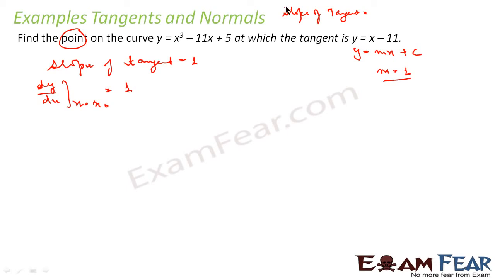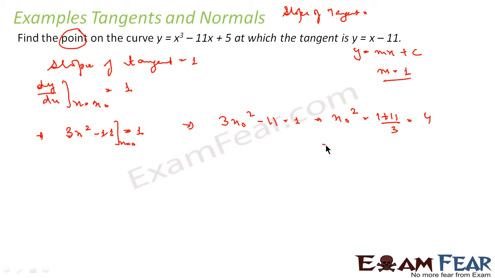So if this is my equation, y is equal to x cube minus 11x plus 5, my dy by dx is nothing but 3x square minus 11, because the derivative of 5, a constant, becomes 0. So this is equal to 1 where x is equal to x naught. Let me put x is equal to x naught here. So this becomes 3x naught square minus 11 is equal to 1, or x naught square is 1 plus 11 by 3, that is 12 by 3, that is 4. So my x naught is plus minus 2. It can be plus 2, it can be minus 2 also.